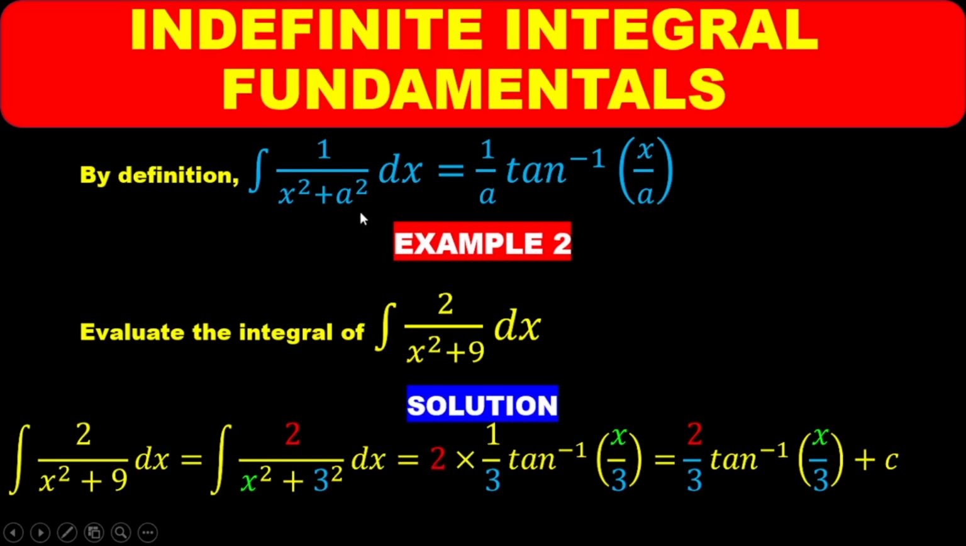So let's see. By the standard definition, we have 1 over a, and then the a in this example is 3. So we are going to have 1 over 3. And then we have tan inverse. So tan inverse is here. Then the standard definition says we have x over a. Remember, the x is the first perfect square, the base of it. And then the a is the base of the second perfect square. So here, the base of the first perfect square is x.